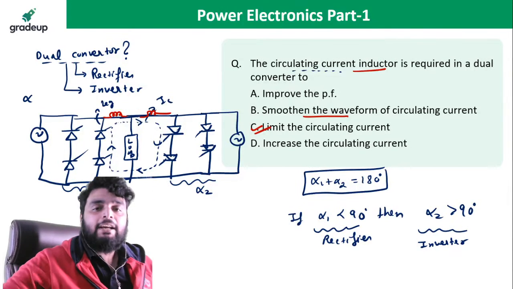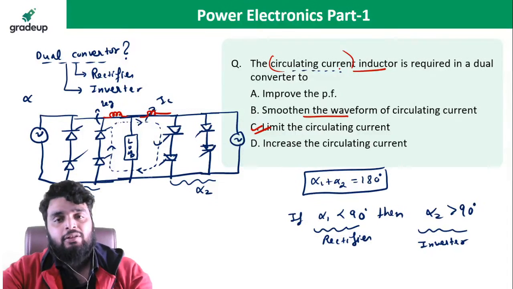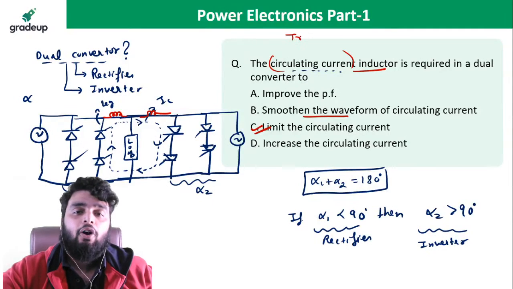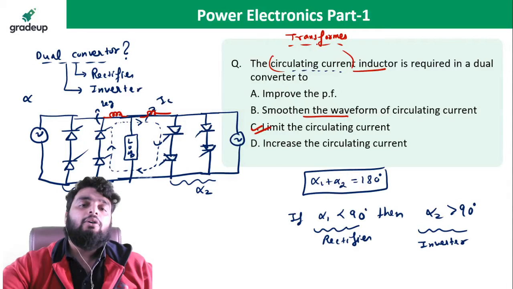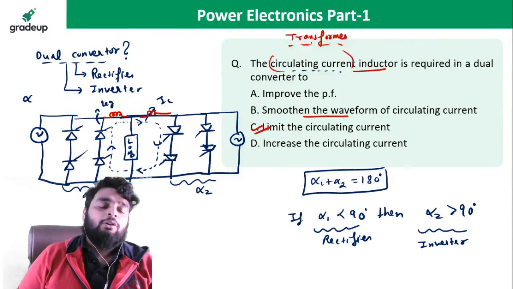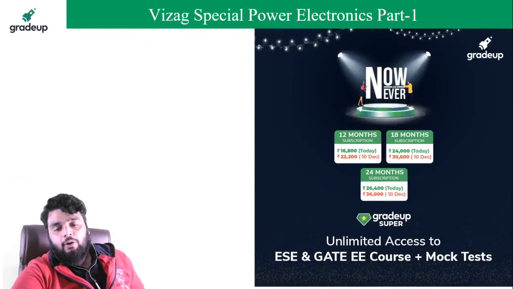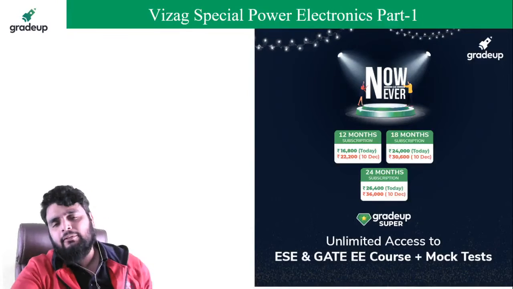Got my point? Whenever you see the circulating current in power electronics or in machines, always remember you have to remove that particular current. In a transformer also, if you remember, in a three-phase transformer, we face this particular problem. Remember this point? Yes or no? Transformer में आपने पढ़ा है ये point? Yes or no?